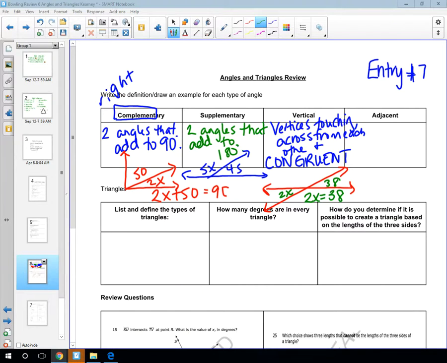They are congruent. Okay? And adjacent. Miss Wilkinson's room is adjacent to mine. Miss Mabry's room is adjacent to mine. That means that if you have two angles that are adjacent, they are beside each other.